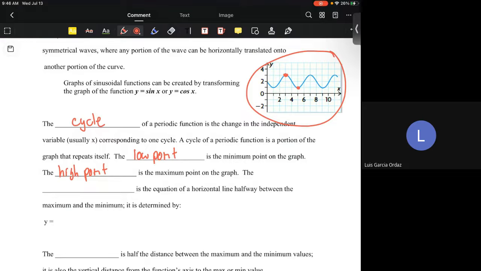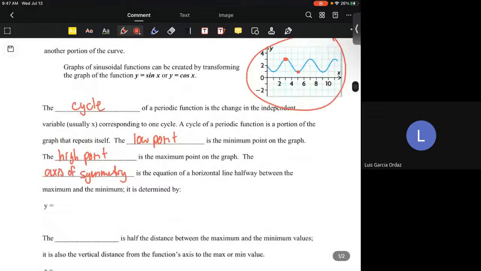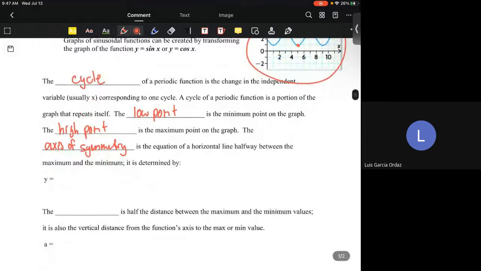And then where the graph splits in half, that's called the axis of symmetry, which is the equation of the horizontal line halfway between the max and the minimum. So this is determined by, we're going to add both of them together and divide it by 2. So the y is equal to highest point plus lowest point, and then you're going to divide it by 2.